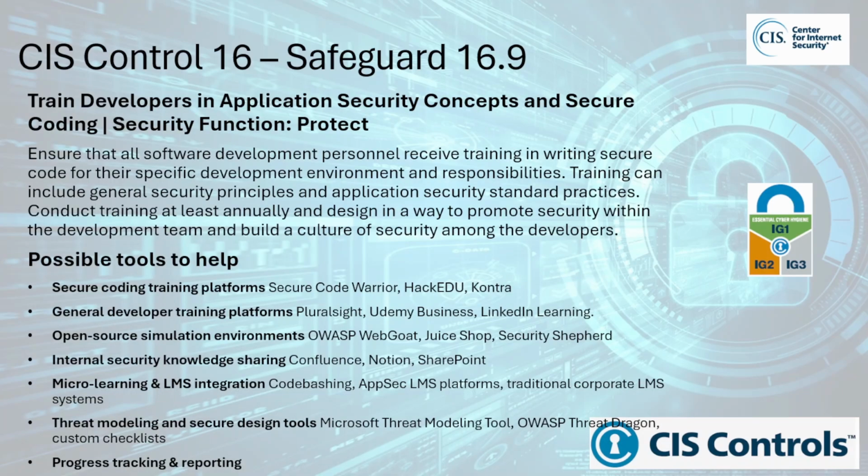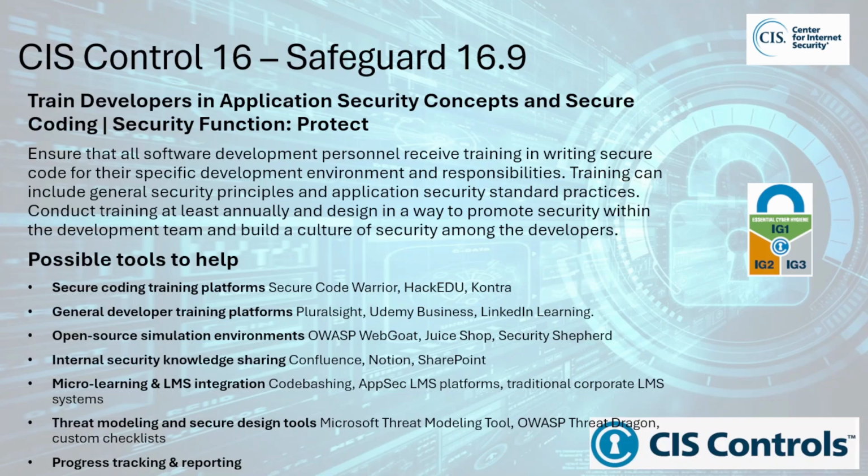Safeguard 16.9: Train developers in application security concepts and secure coding, comes under the Protect security function and is within Implementation Group 2. The safeguard requires organizations to ensure that all software developers receive formal training on secure coding and application security practices relevant to their roles and technologies. The goal is to equip developers with the knowledge to identify, prevent, and mitigate common security vulnerabilities during the development process.